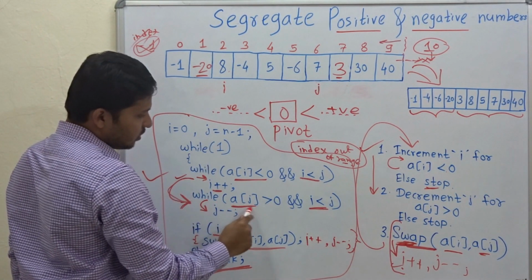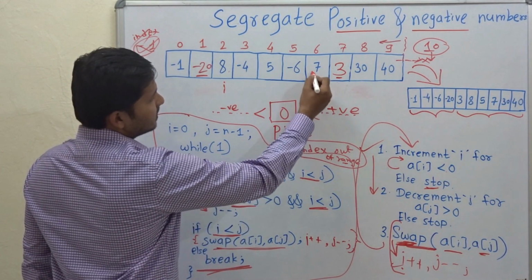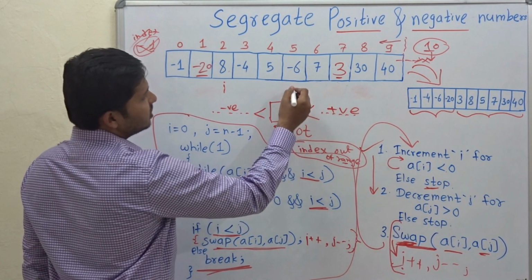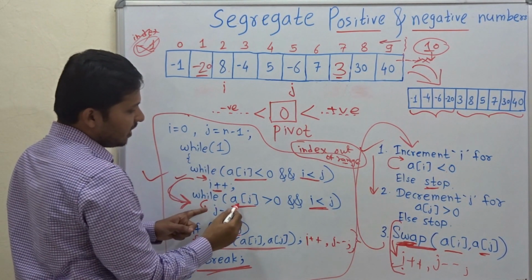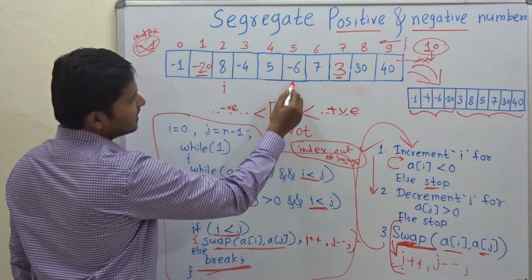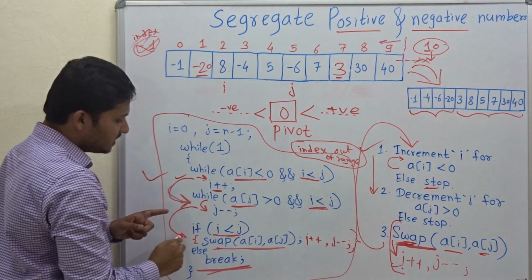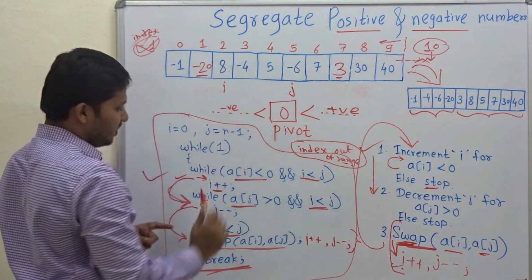Now for the next loop, check whether a of j is greater than 0. So here 7 is greater than 0. Yes, it is. So decrement j. Okay, now again check whether a of j is greater than 0. -6 is greater than 0. No, so you have to come out of this loop. So see, i and j have stopped at these elements.